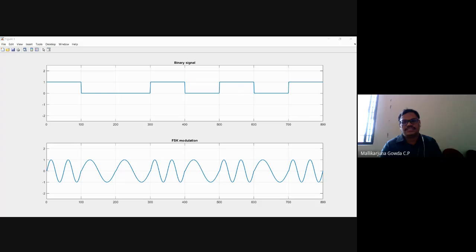So let me change the number of cycles for each of the information bits and show you a different one.